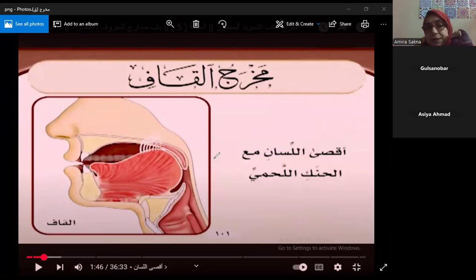From the back of the tongue, we produce two letters. They are the qaf and the kaf. Up and ak. So two letters are produced from the back of the tongue. They are the qaf and the kaf. We will begin by the qaf.